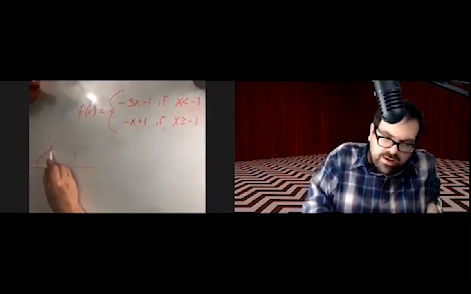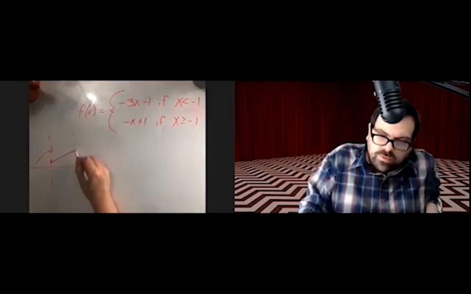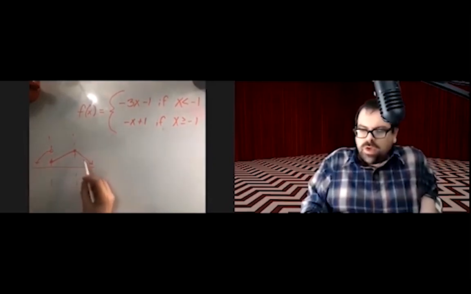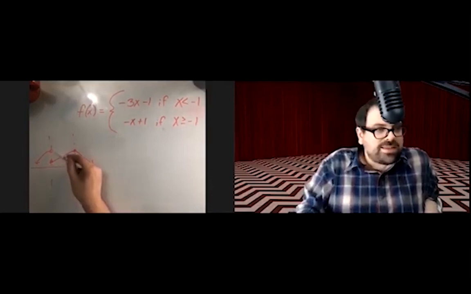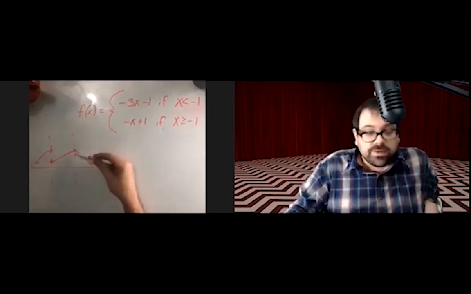that may or may not connect at the barriers. If it doesn't connect at the barrier, then it's not continuous. If it does connect at the barrier, it's called continuous.